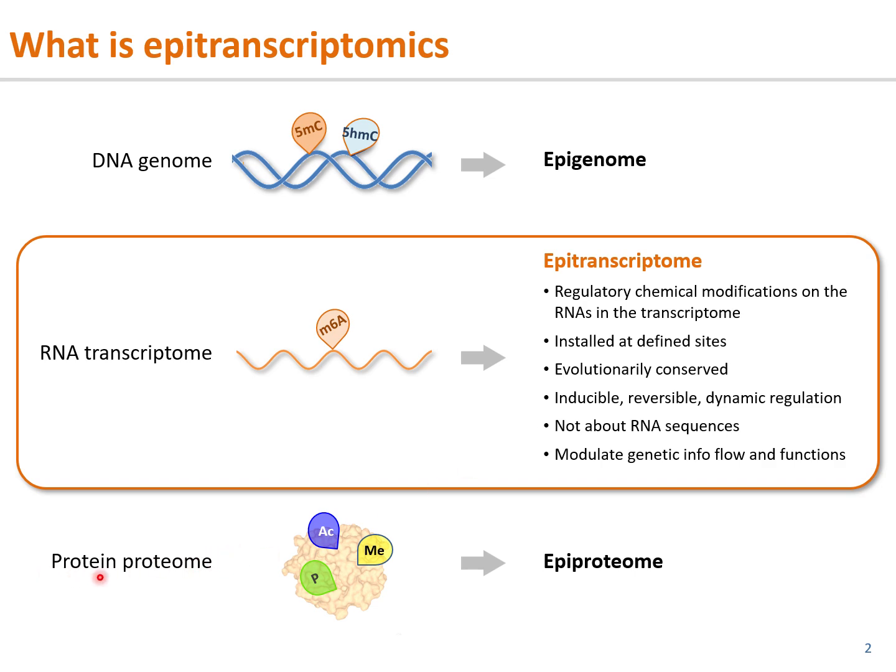Similarly, proteins in the proteome are also modified with chemical groups such as the phosphate group by kinases, the methyl group by methyltransferases, and the acetyl group by acetyltransferases.